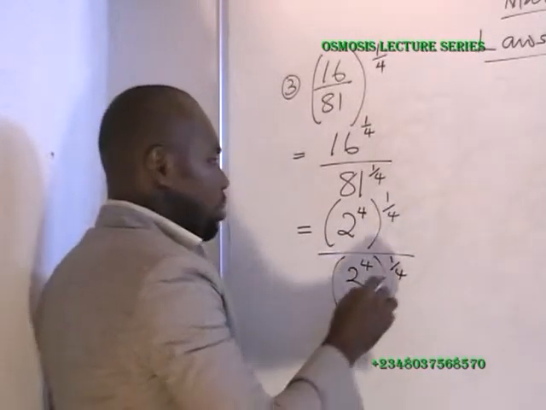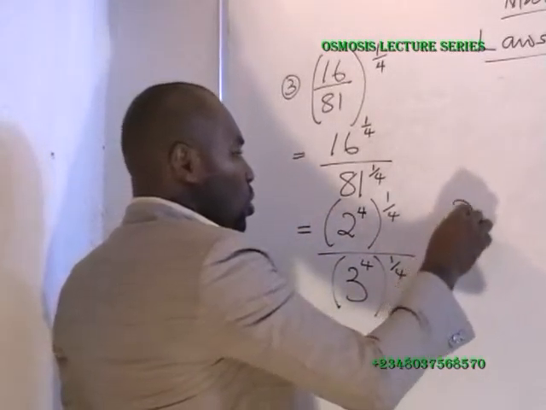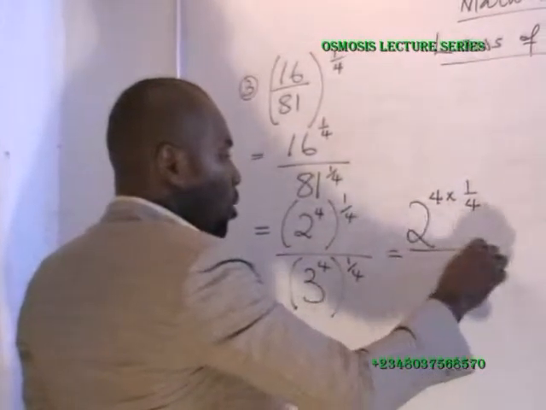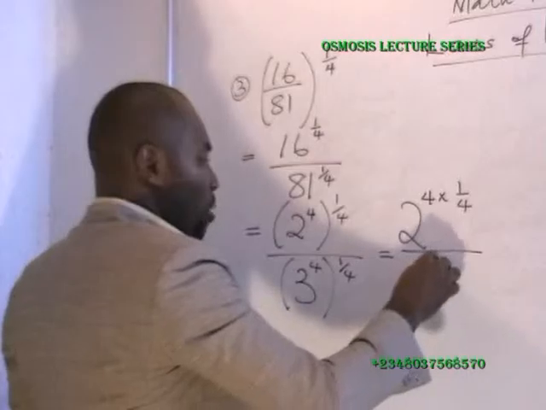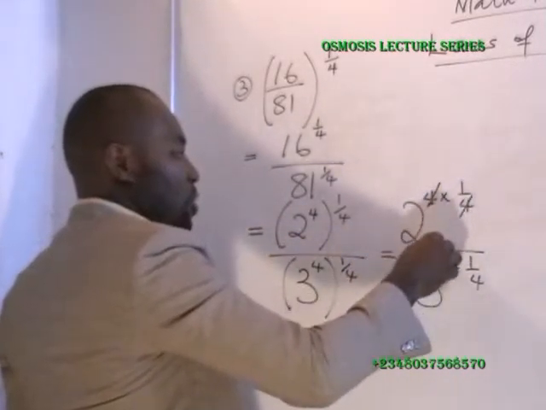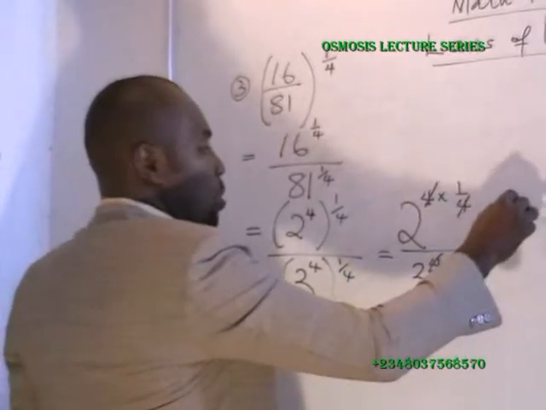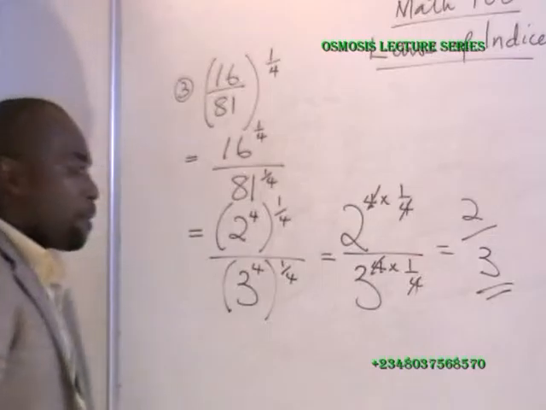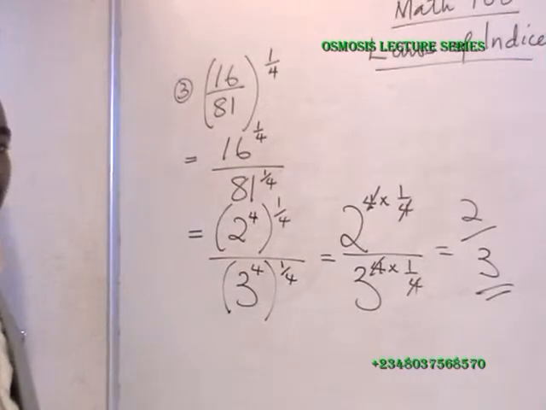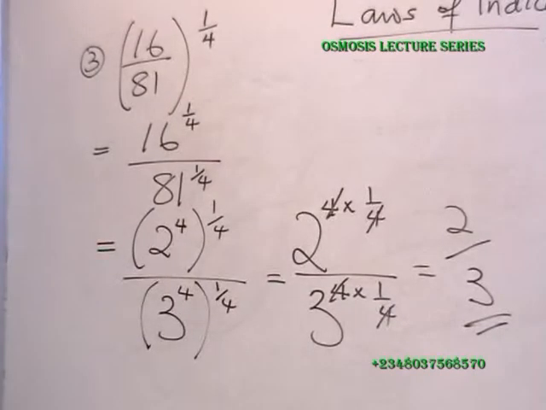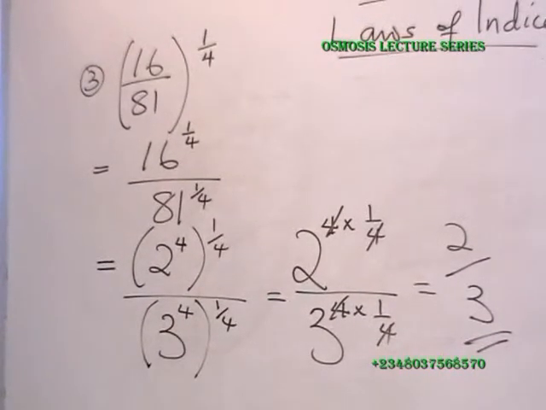So that this will be equal to 2 raised to power 4 times 1 over 4, all over 3 raised to power 4 times 1 over 4. This will cancel out this, this will cancel out this. This is now 2 over 3 as our answer. Pause and copy while we take another question.